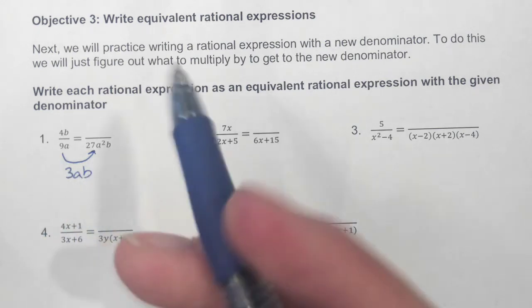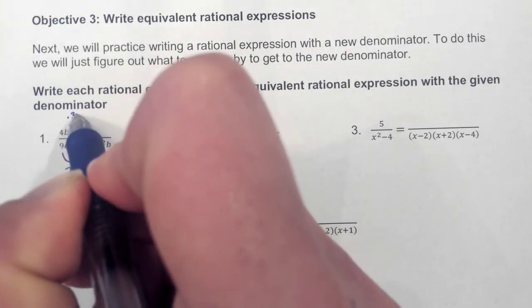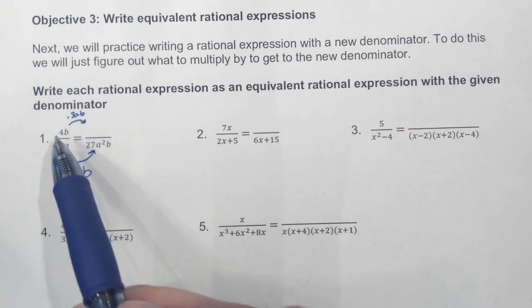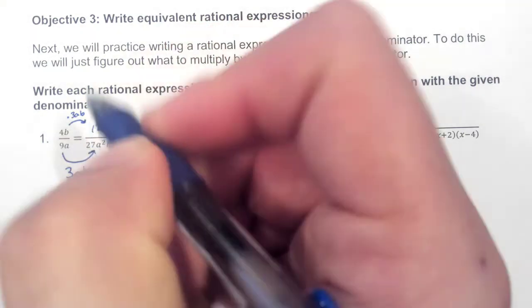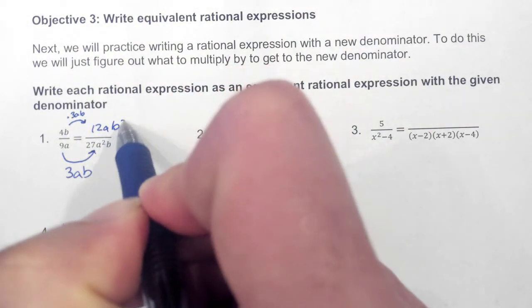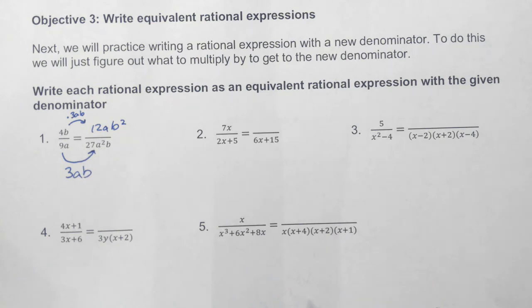So if we did that to the bottom, we have to do the same thing to the top. We have to multiply it by 3ab. So 4b times 3ab. 4 times 3 is 12. There would be an a, and then b times b is b squared. So the new numerator would be 12ab squared.